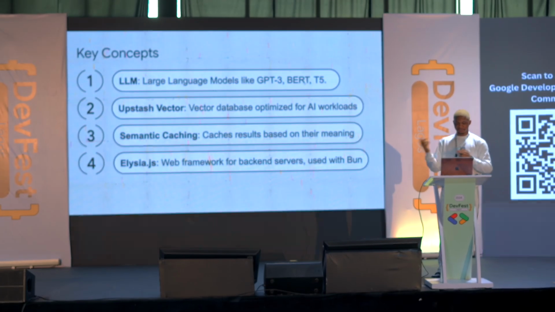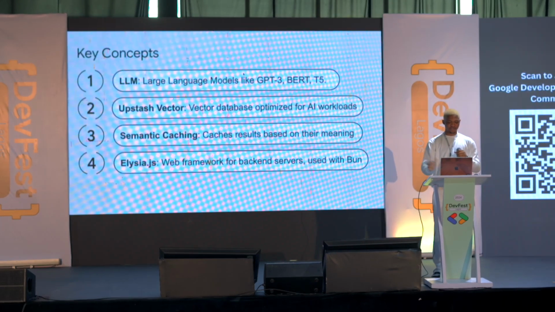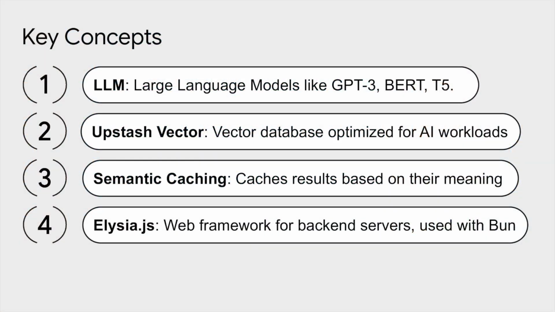Key concepts. I just put this page here to explain some things. LLM, large language models like GPT-3, BERT, T5. Upstash Vector, a vector DB optimized for AI workloads. Semantic caching, it caches results based on their meaning.